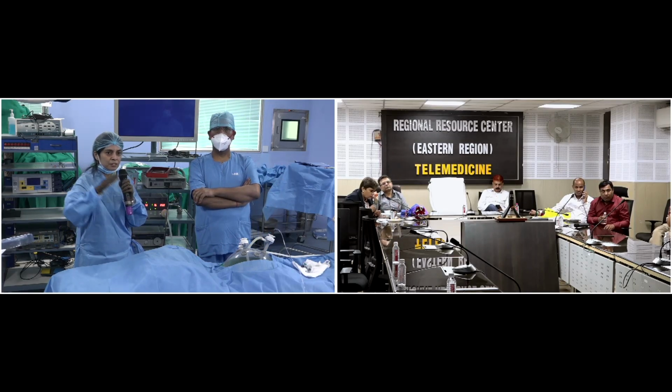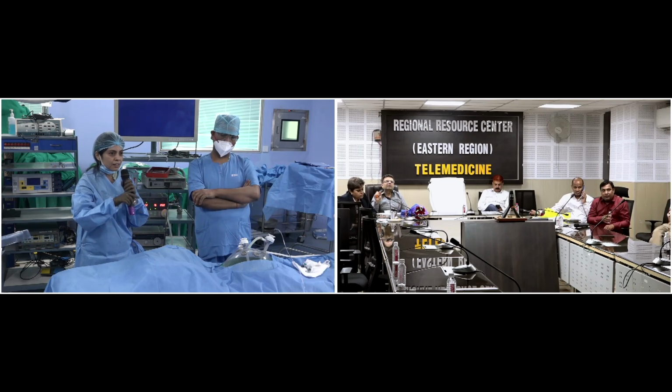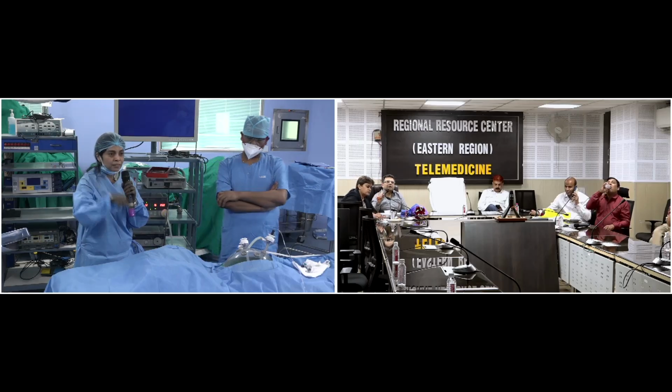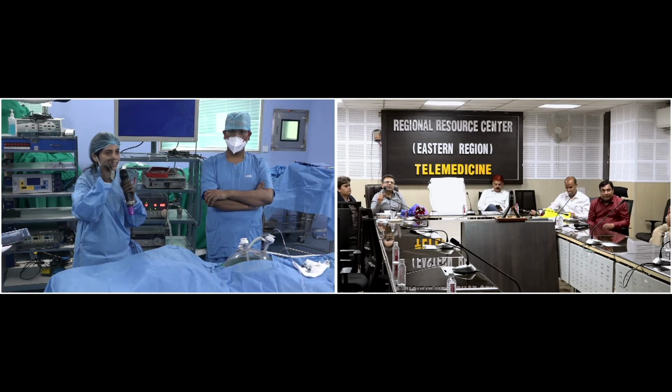In PIPAC, it's pressurized chemotherapy, so it's convection plus passive diffusion. So the distribution and the penetration of the drug is 0.5 to 0.8 mm. So it also works in advanced disease where there are tumor nodules, right?